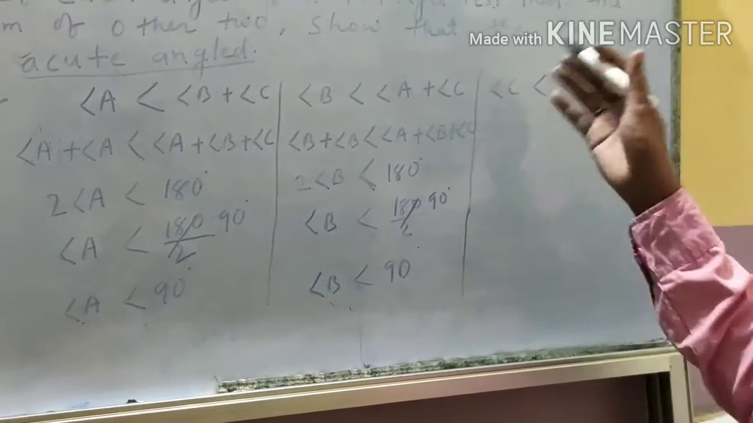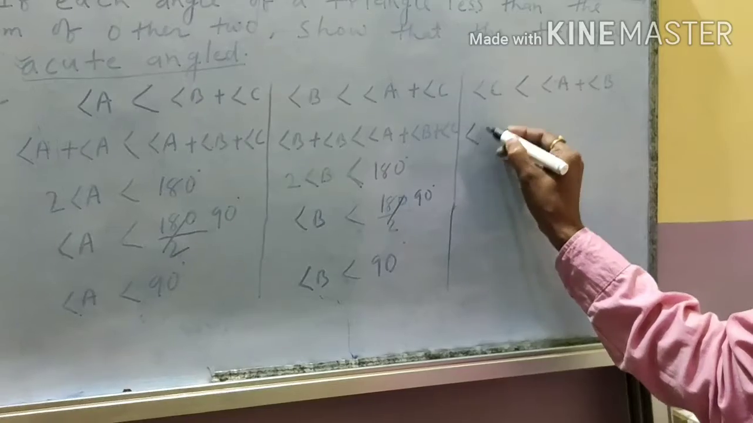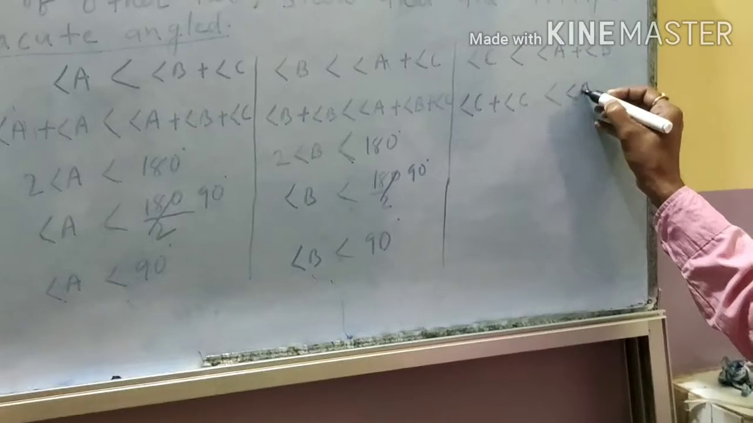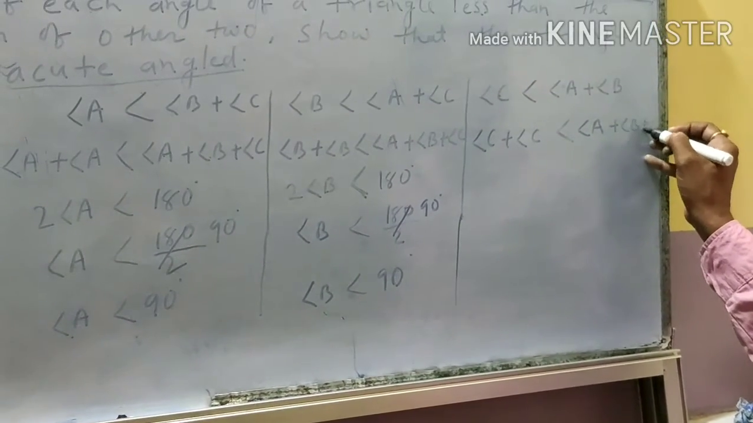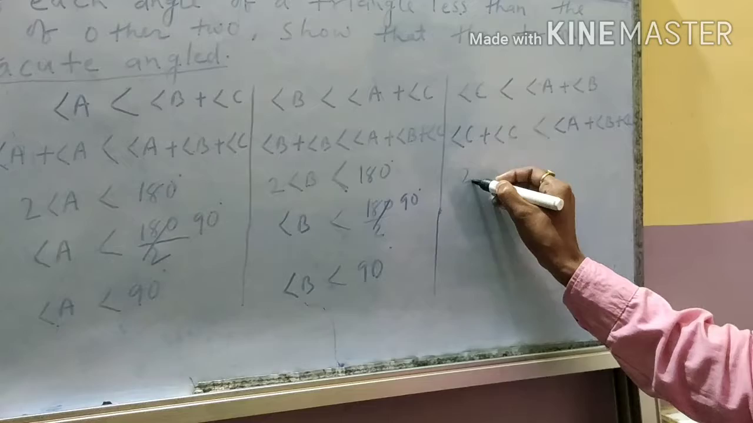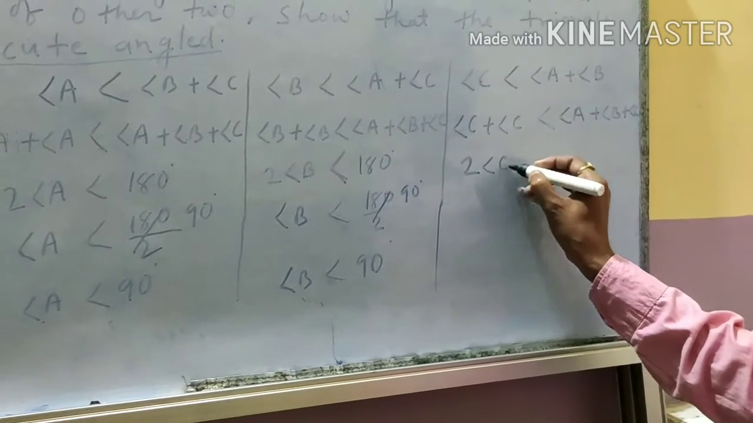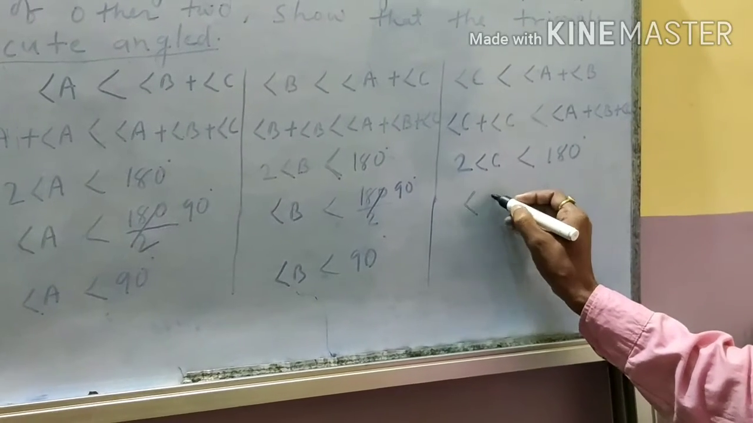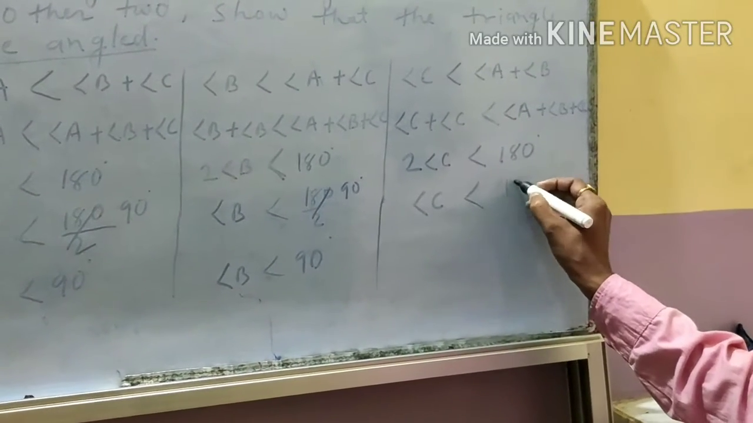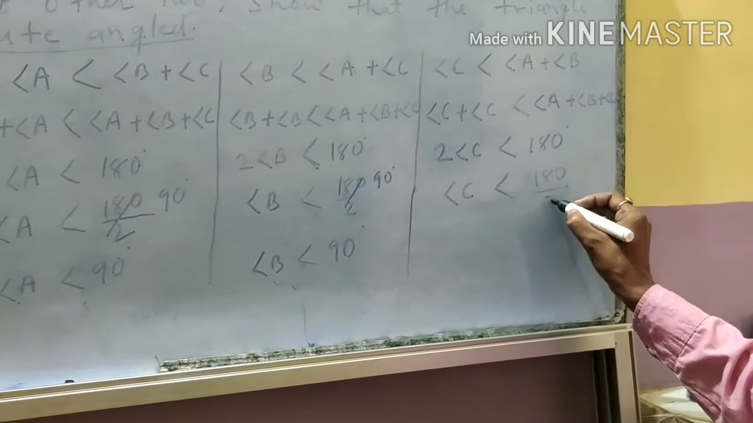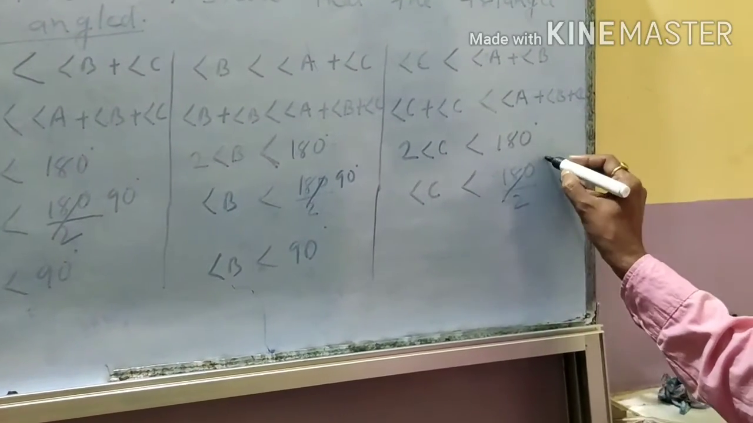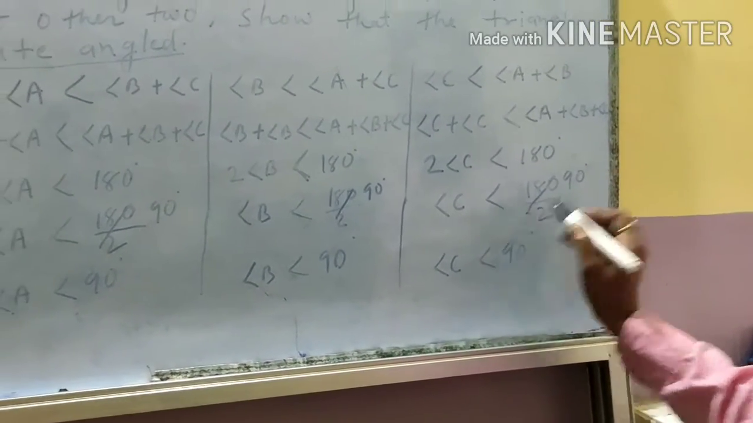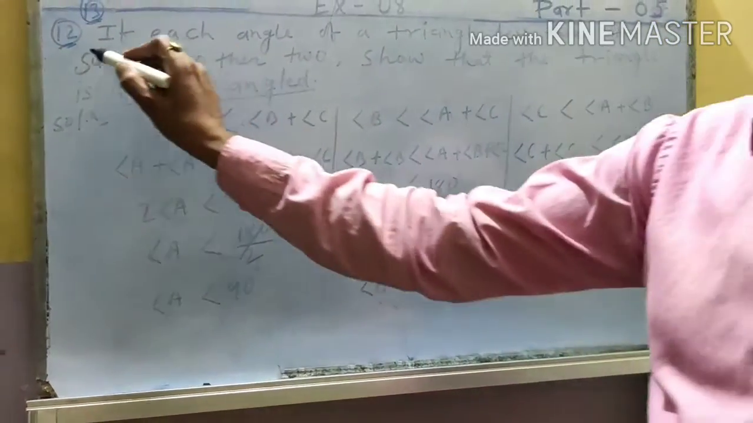And the third condition is again adding angle C on both sides. Angle C plus angle C is less than angle A plus angle B plus angle C. 2 times angle C is less than 180 degrees. So here angle C is less than 180 divided by 2, which is 90 degrees. So angle C is less than 90 degrees. Okay, student, this is question number 12.